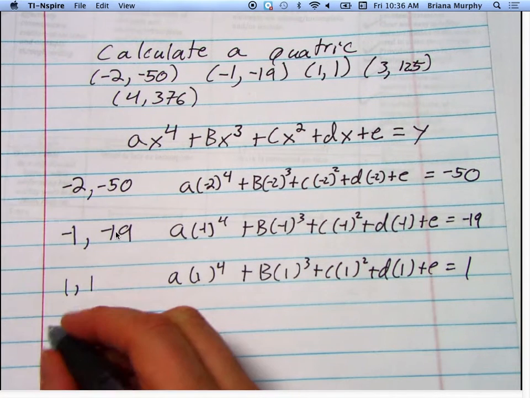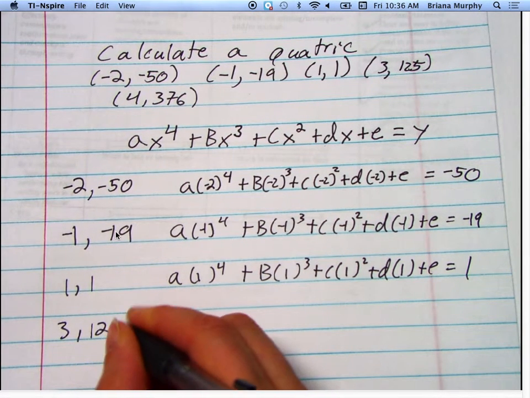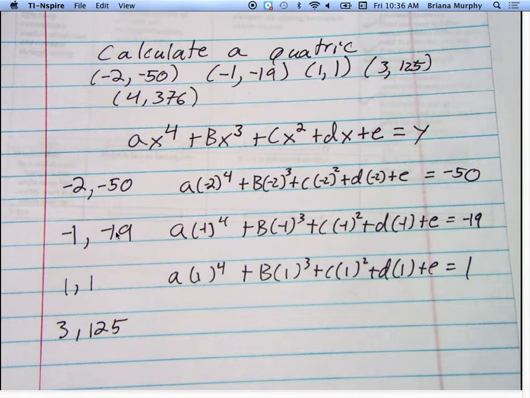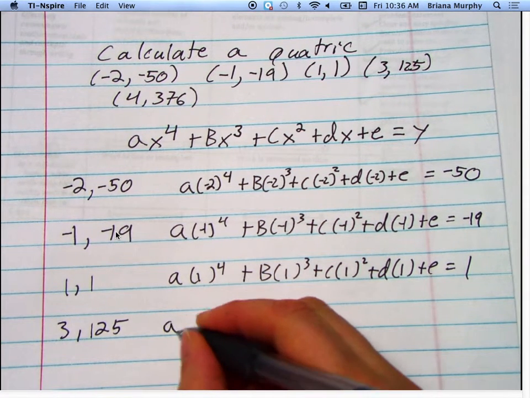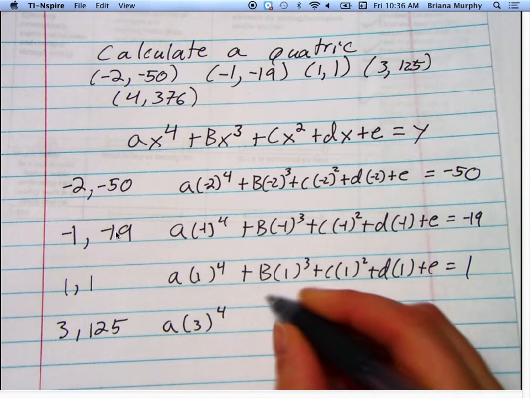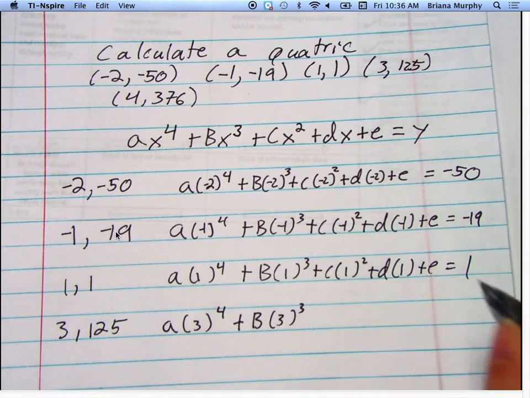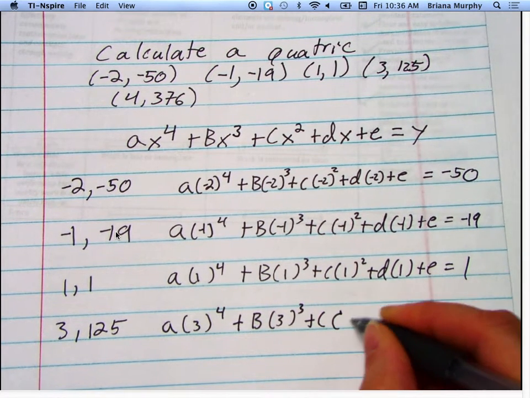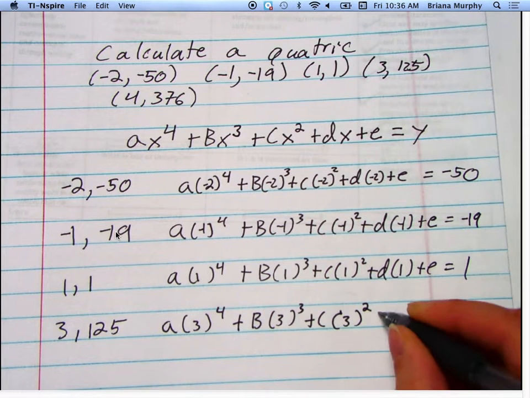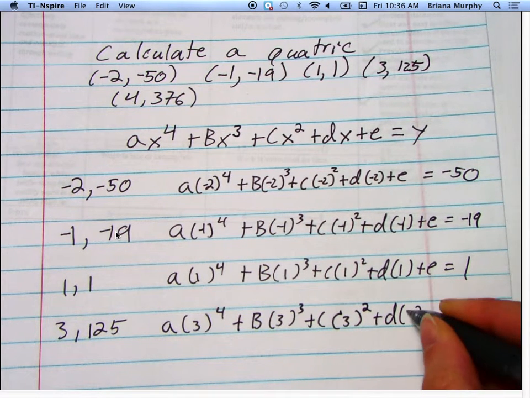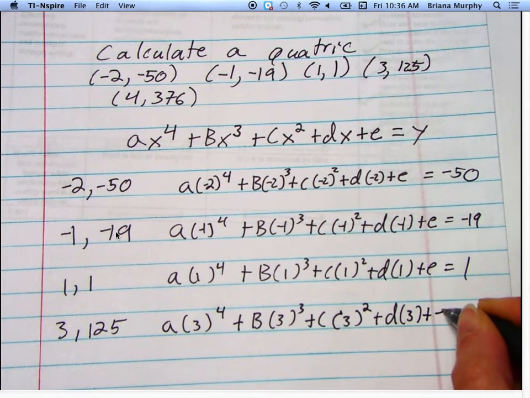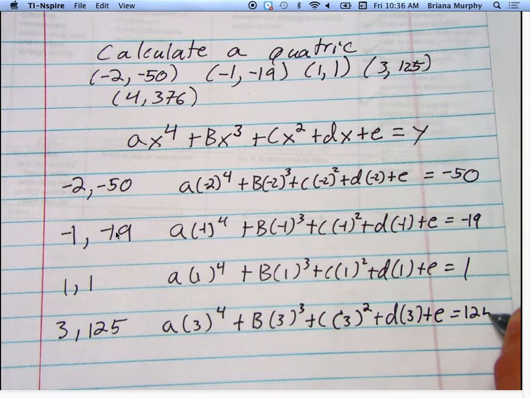Ready for the next one? 3 and 125. I will totally wait. You ready? Okay. A times 3 to the 4th plus b times 3 cubed plus c times 3 squared plus d times 3 plus e equals 125.